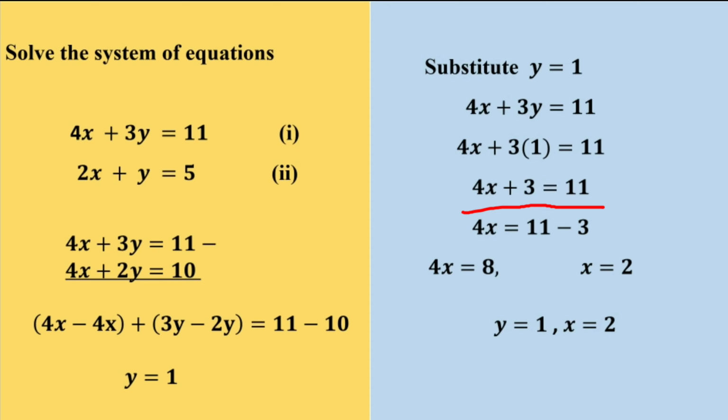So 4x is equal to 11 minus 3, as 3 will go to the right hand side of the equation and become minus 3. So 4x is equal to 11 minus 3 is equal to 8. So 4x is equal to 8. x is equal to 8 divided by 4, which is equal to 2. So the value of x is equal to 2. Hence the solution is x is equal to 2 and y is equal to 1 as per the elimination method.